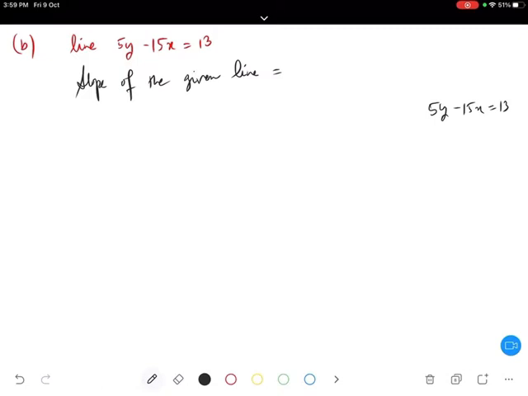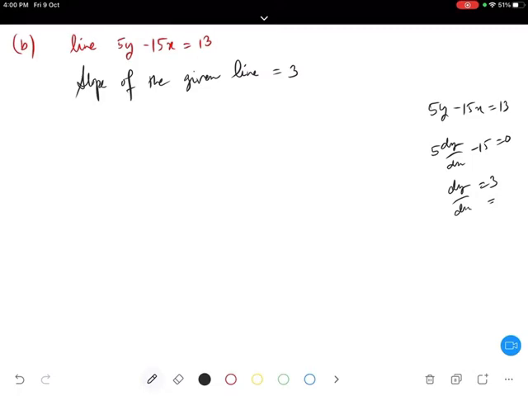For the slope of the line, what I told you, just differentiate. You don't have to think of anything. So differentiation of 5y is 5 dy/dx, and differentiation of minus 15x is minus 15, equal to 0. So dy/dx is equal to, if I take 15 that side, 3. So the slope of the given line is 3.